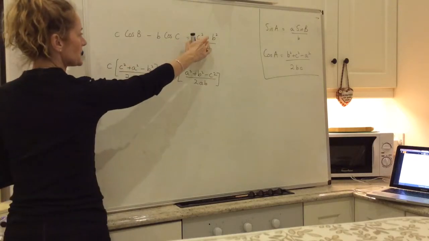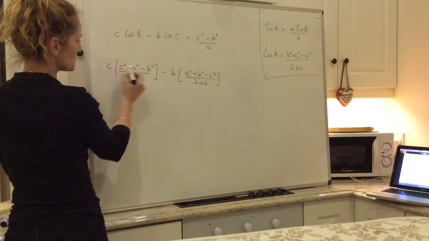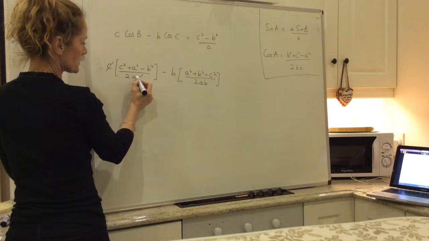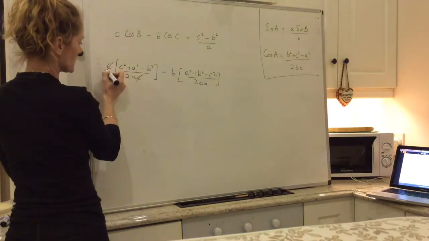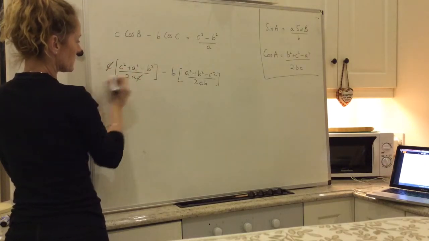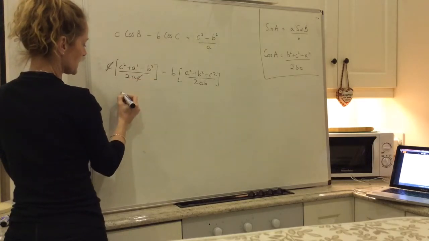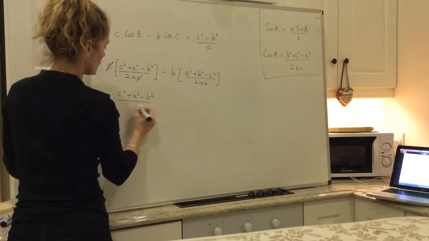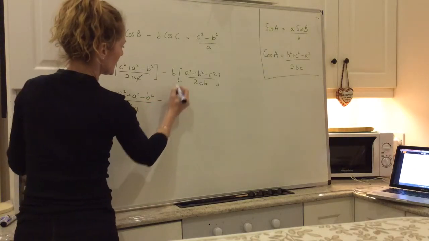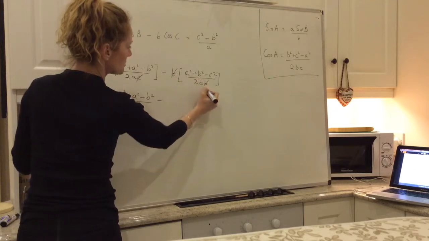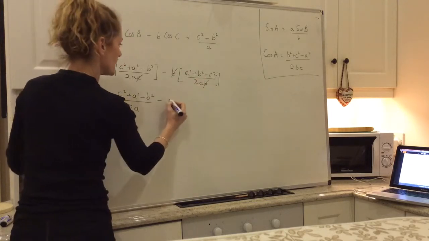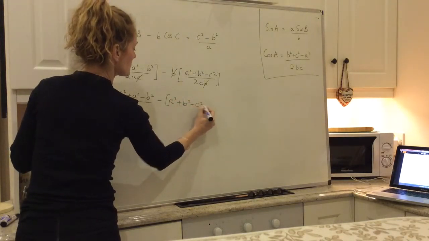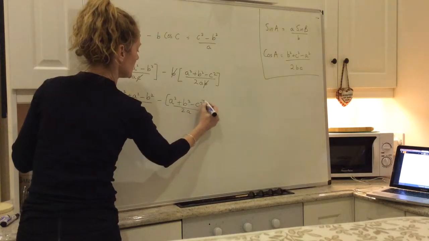We're going to try and get the left hand side to be equal to the right. So we're multiplying by c here and we have a divide by c. So c goes into this 2a times and c goes into the top this many times. Okay, so we just divide top and bottom by c. c squared plus a squared minus b squared over 2a. Take away, and again we have b divides into the top and b divides into the bottom. So we have minus a squared plus b squared minus c squared over 2a.